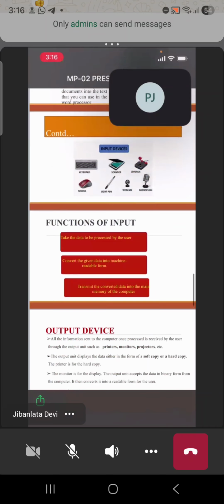Again, these are some of the input devices. Functions of input, as we have discussed in the previous slide: the data which we have instructed is to be processed by the user. Then it converts the given data into machine readable form. The third step is to transmit the converted data into the main memory of the computer.